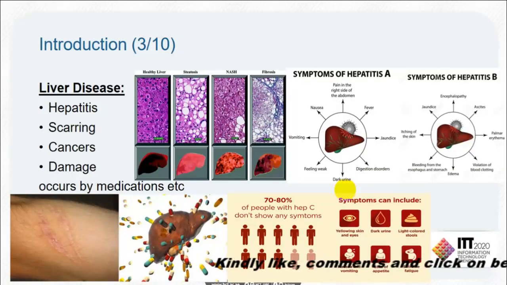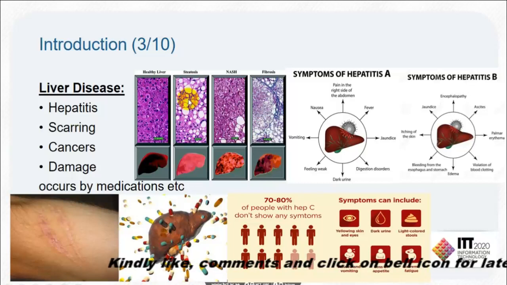Liver disease. There are different types of liver disease. Some of them mentioned here in the slides are hepatitis, scarring, cancer, damage occurring by medication, etc. The pictures show different types of diseases. The first one shows the healthy liver, and the second picture shows the steroid section. If someone uses steroids, the liver color turns reddish. NASH is a different type.